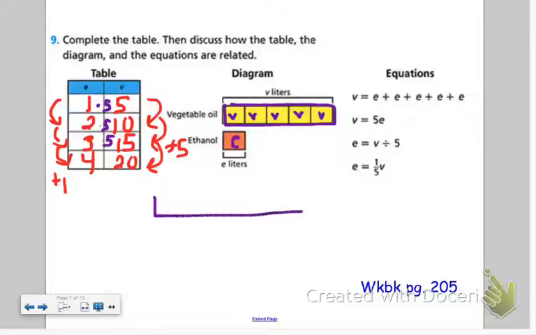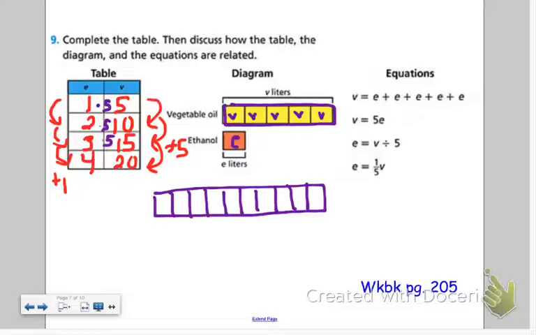Maybe if I wanted to have 10 liters of ethanol, 1, 2, 3, 4, 5, 6, 7, 8, 9, 1, 2, 3, 4, 5, 6, 7, 8, 9, 10. Okay, I made it work. So I've got 10 liters of vegetable oil, which means I would now need 2 liters of ethanol.